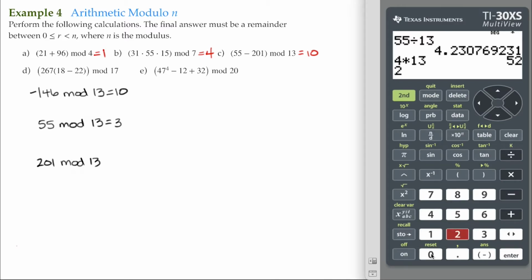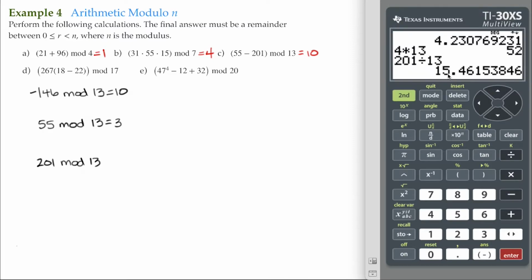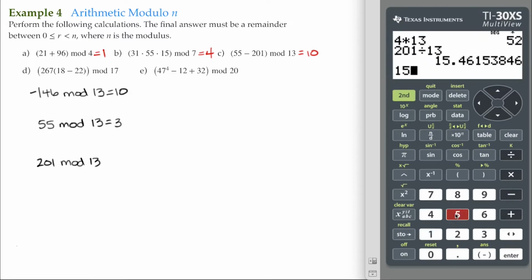201 divided by 13 has a quotient of 15. 15 times 13 is 195. So 201 mod 13 has a remainder of 6.